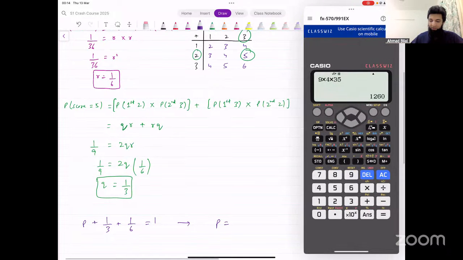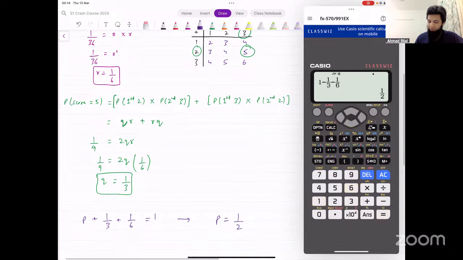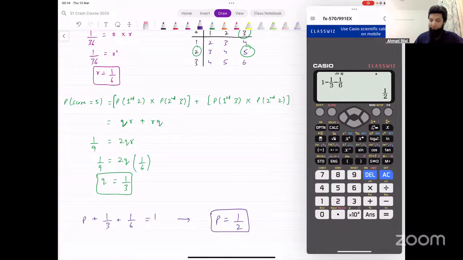You can see what that is. 1 minus 1 divided by 3 minus 1 divided by 6. And that will give you the result. The value of P turns out to be 1/2. That's the value of P that we were looking for.